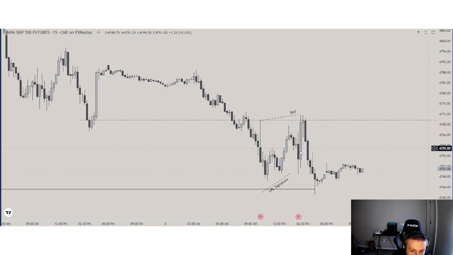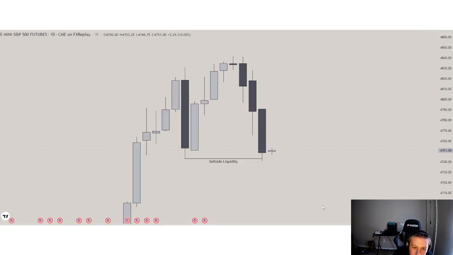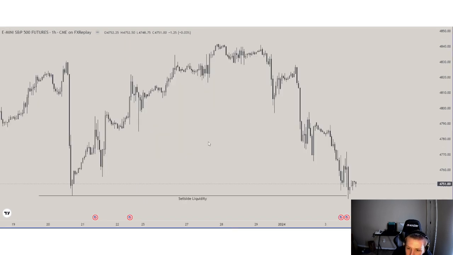So this was just a manipulation move lower to manipulate higher to then displace back lower. Notice as well, what is the higher time frame? What does the higher time frame want to do? ES wants to trade within this daily imbalance lower here, and also wants to take this sell side here. So we're already within a higher time frame market maker sell model.